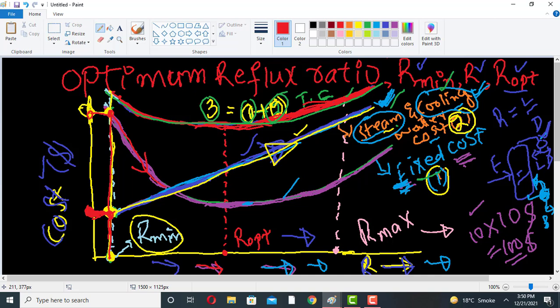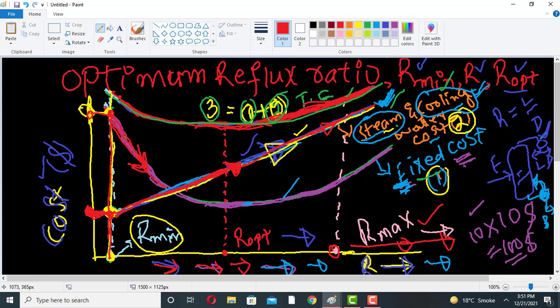Now when we increase the reflux ratio, the fixed cost decreases, but the cost of the cooling water and the cost of the steam, this line called the operating cost, increases. This side is the maximum reflux ratio, in this direction.